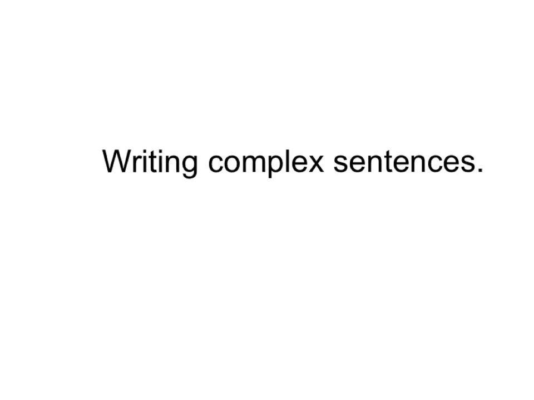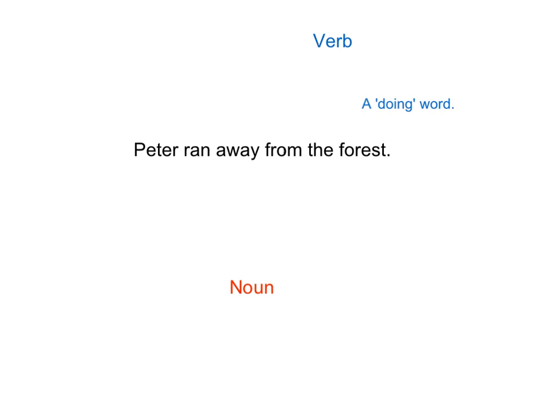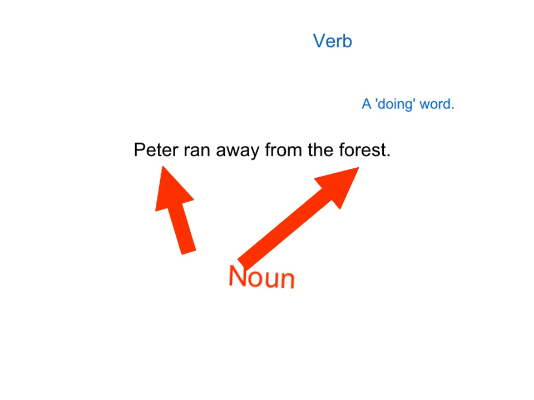So this is about writing complex sentences. The first thing that we need to do, as always when we're writing complex sentences, is start off with our simple sentences and identify the different parts of the sentence. So first of all, let's identify the nouns in the sentence. The nouns in Peter ran away from the forest are here and here. So the nouns are Peter and forest.